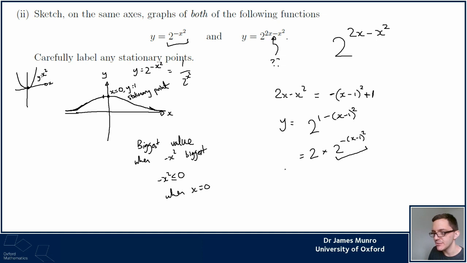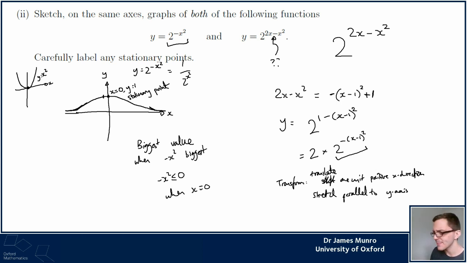So what does that mean? That means that we can get from the first one we drew to the second one by doing some transformations. First there's an x minus 1 in there, so the transformation is to shift 1 unit, use words, translate 1 unit in the positive x direction, and then the 2 out the front means stretch parallel to the y axis, stretch it up, scale factor 2. Okay, that's what those transformations mean.